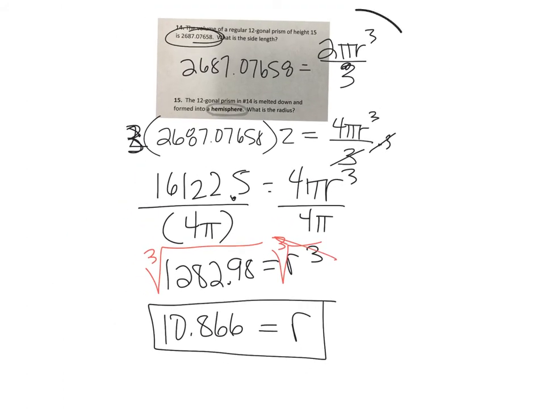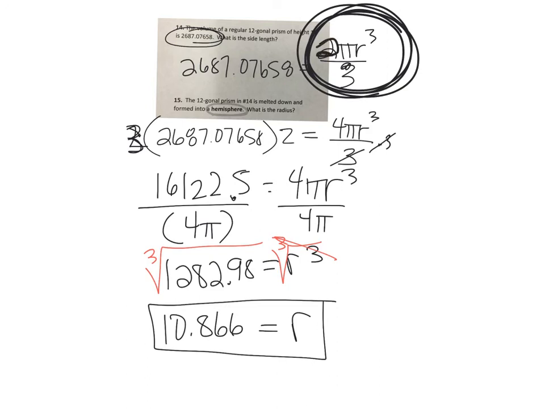So we either need to use a hemisphere formula where the 4 becomes a 2 because that's half, or we multiply the given volume by 2 to make it into a sphere. So there's your sphere, and this is your hemi.